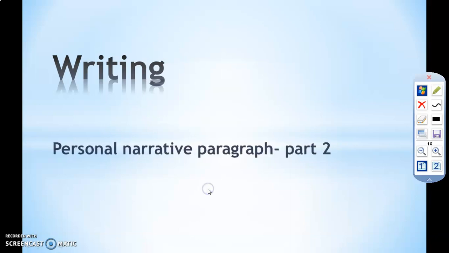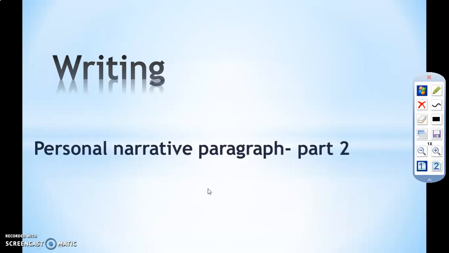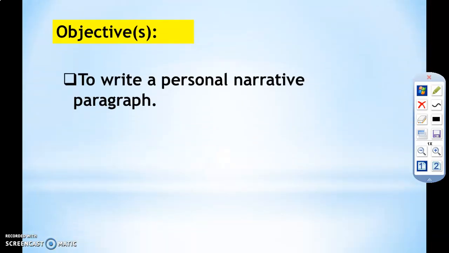Hi guys, today our lesson is writing. So we will study about personal narrative paragraph. Actually, this is the second part of the lesson. So before we start the lesson, let me share the objective of this lesson with you. The objective of this lesson is to write a personal narrative paragraph. I repeat, the objective of this lesson is to write a personal narrative paragraph.